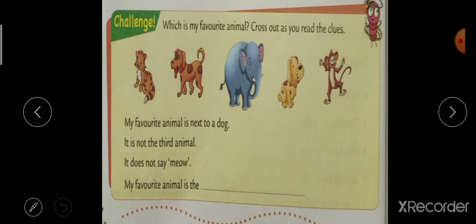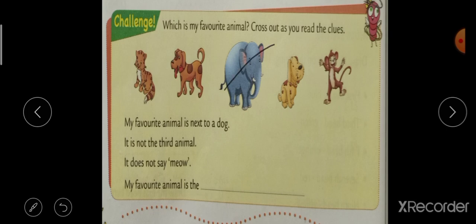Now the next challenge question. Which is my favorite animal? Cross out as you read the clues. My favorite animal is next to a dog. Next to a dog. Okay, first let us read everything. It is not the third animal. Okay, now here it is saying it is not the third. My favorite animal is next to a dog. So it can be this.